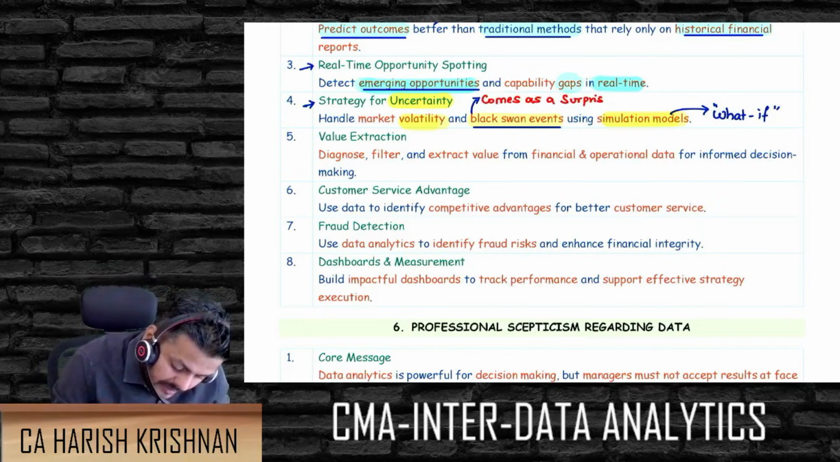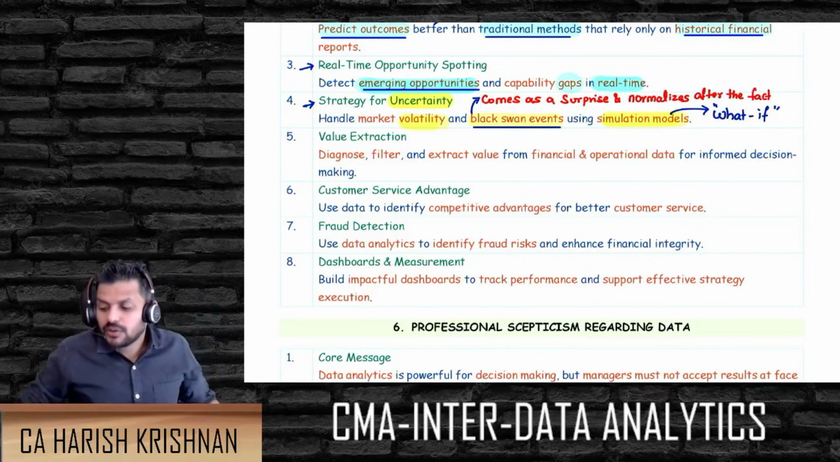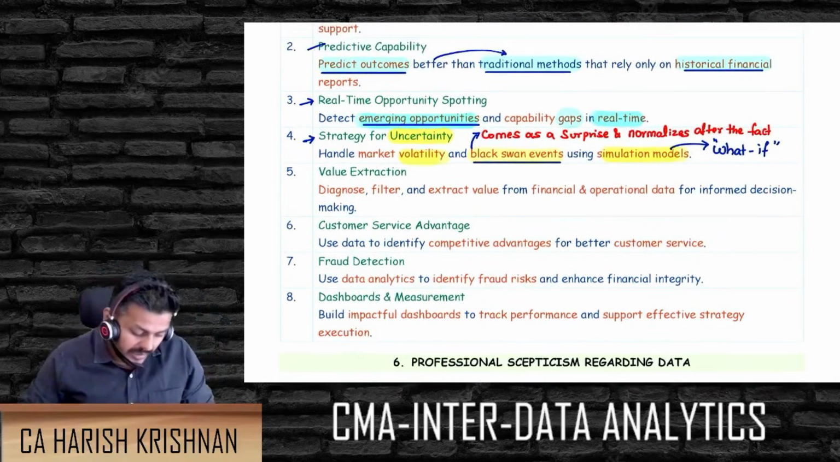Comes as a surprise and normalizes after the fact. So that is what is called a black swan event, because you wouldn't have expected it. You don't know that something like this happened, and then suddenly it can trigger the occurrence of something.